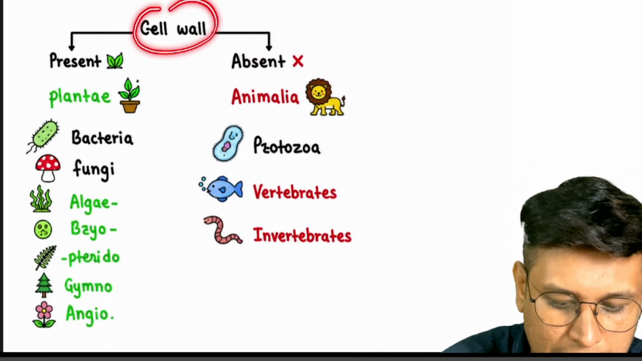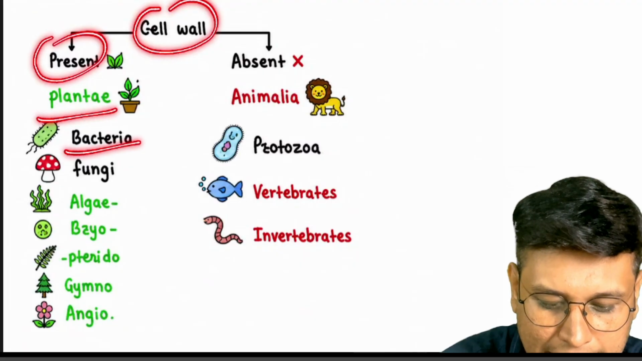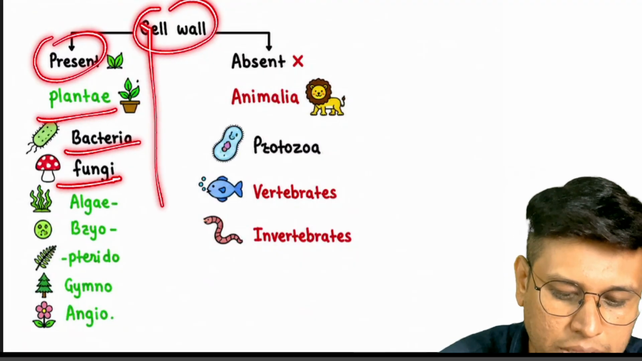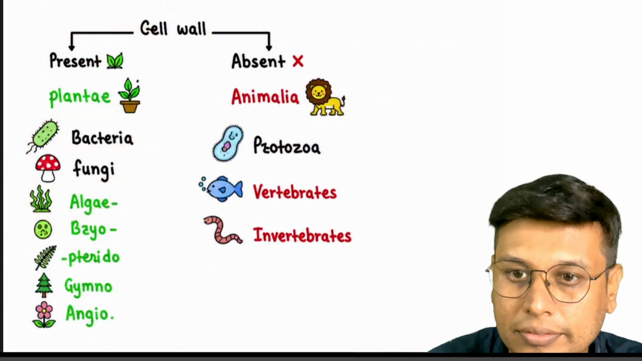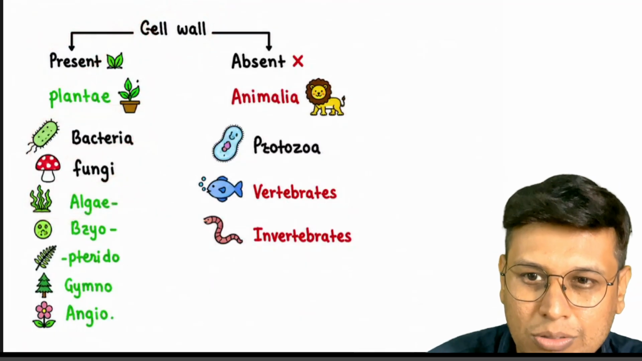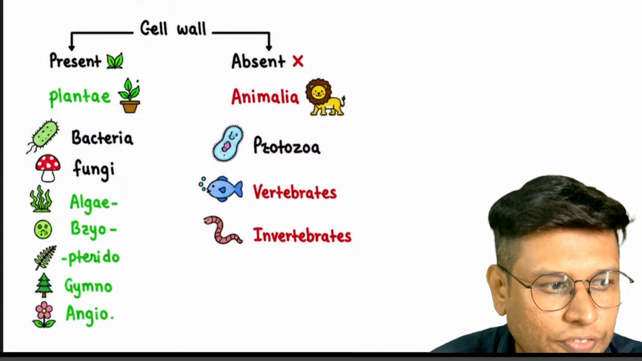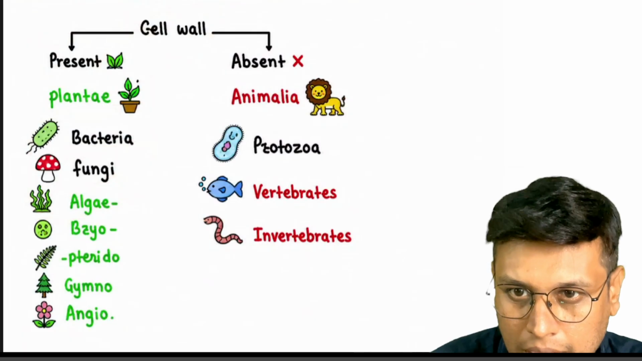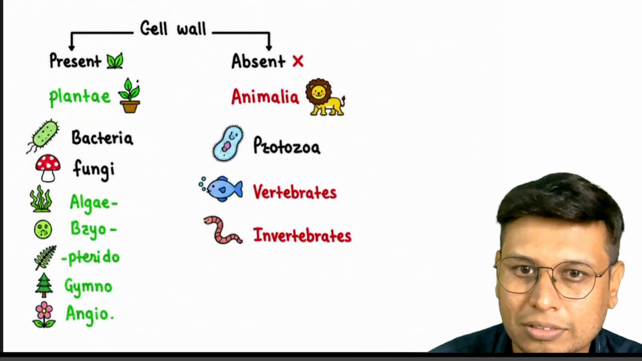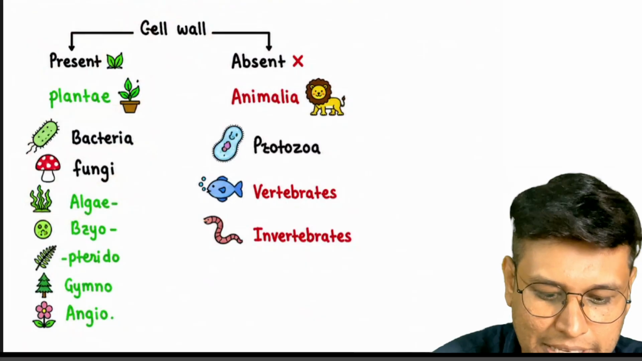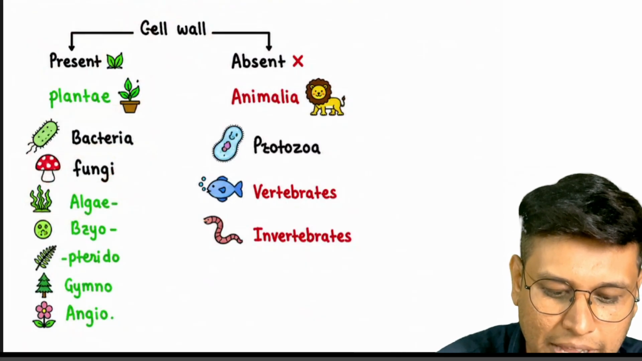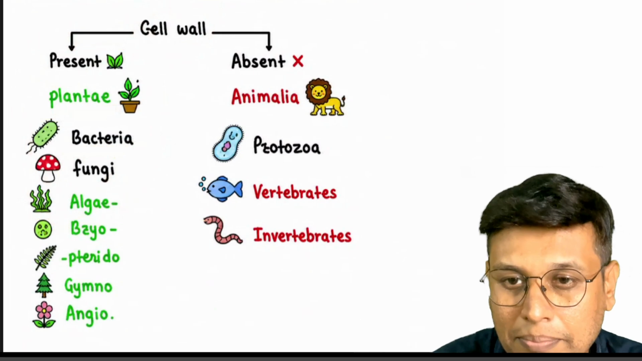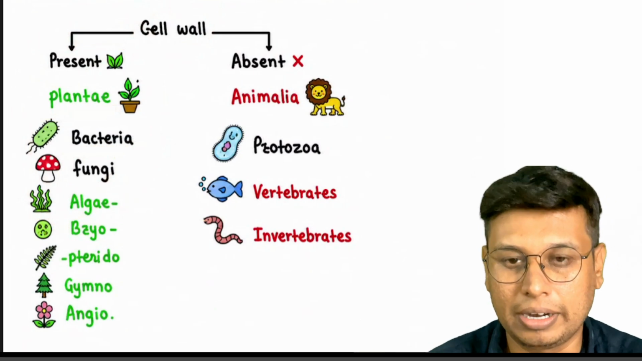So cell walls are present in plants, bacteria, and fungi. So all these were grouped under kingdom Plantae. That's why some fungi have names like dermatophyta. Phyta means what? Plant. Dermato means skin. So skin-infecting fungi, one of those, that's why the name is like that. So kingdom Plantae.